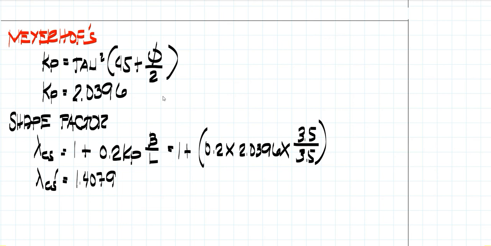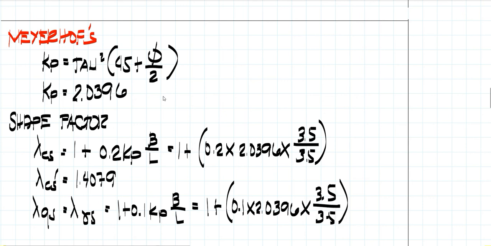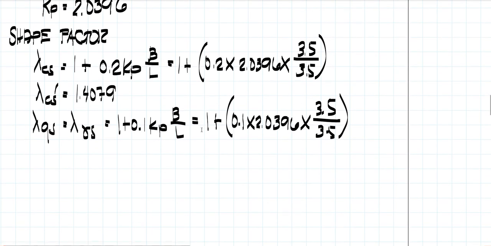Then, kunin natin yung lambda QS and yung lambda gamma S. So, that will be 1 plus 0.1 kp B over L is equal to 1 plus, so, substitute na natin 0.1. KP natin will be 2.0396 times B, 3.5 divided by L of 3.5, which is 1. So, our lambda QS and our lambda gamma S will be equivalent to 1.204.